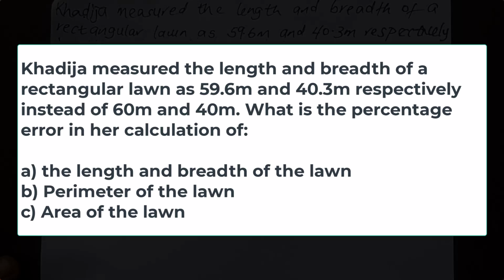Khadija measured the length and breadth of a rectangular lawn as 59.6 meters and 40.3 meters respectively, instead of 60 meters and 40 meters. What is the percentage error in her calculation of A, the length and breadth of the lawn, B, perimeter of the lawn, and C, area of the lawn? Let's jump straight into it.